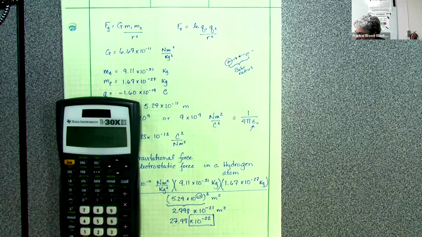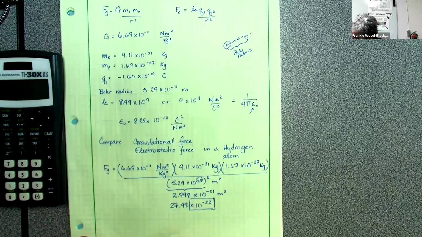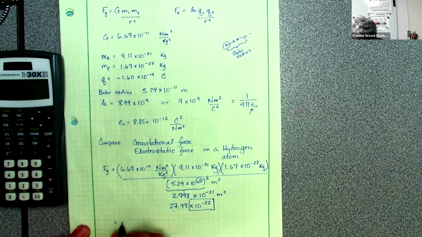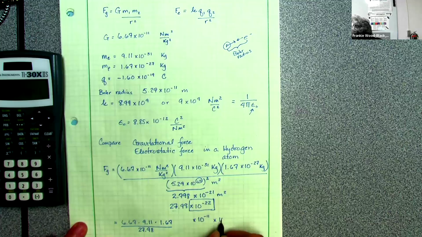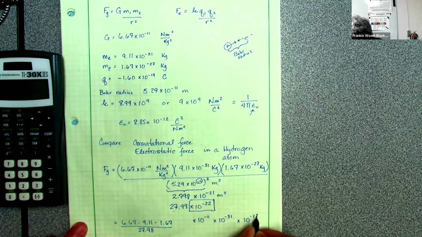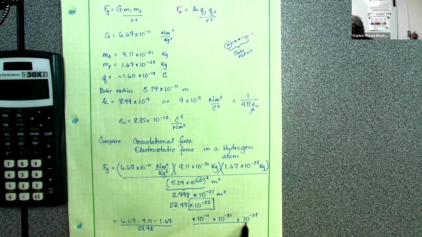This is all great, because what happens is I can simplify this in my calculator to be 6.67 times 9.11 times 1.67, all divided by 27.98. And I have times 10 to the minus 11 times 10 to the minus 31 times 10 to the minus 27, all divided by times 10 to the minus 22.